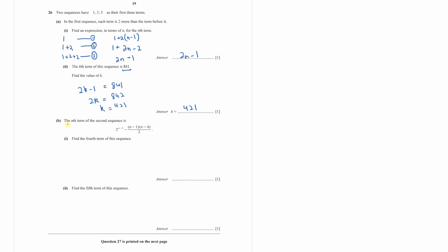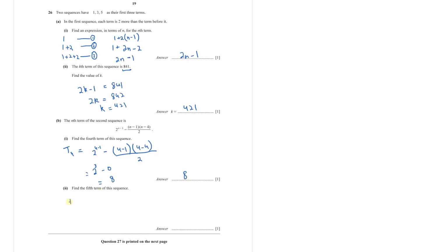And then for part B, you're given that the nth term of the second sequence is given by this. Find the fourth term of the sequence. To find the fourth term, let's call it T4, I'll just simply replace n with 4, so I get 2 to the power 4 minus 1, minus n times (n minus 4) over 2, with n again being 4. So this becomes 2 to the power 3. Since 4 minus 4 is 0, this whole term becomes 0. And 2 to the power 3 is 8. So this is your answer, 8.